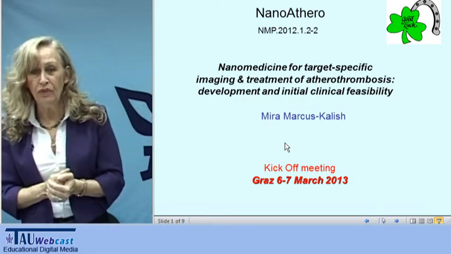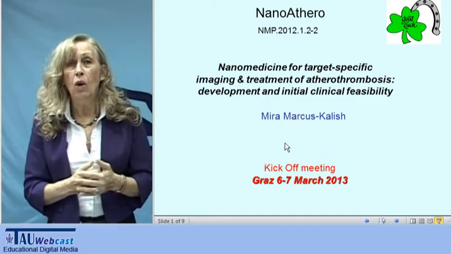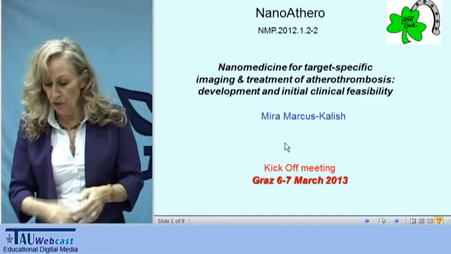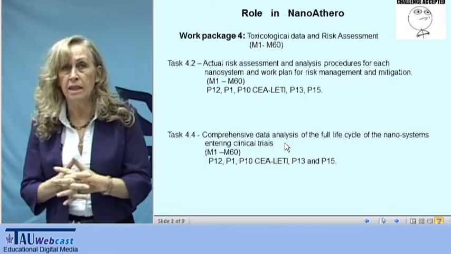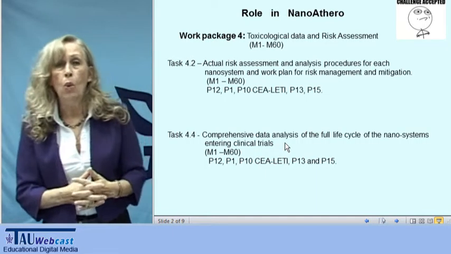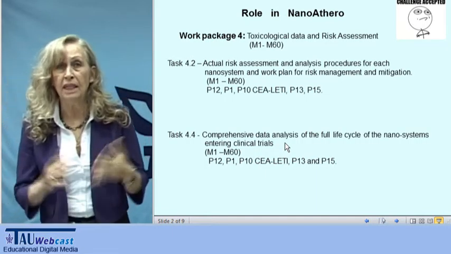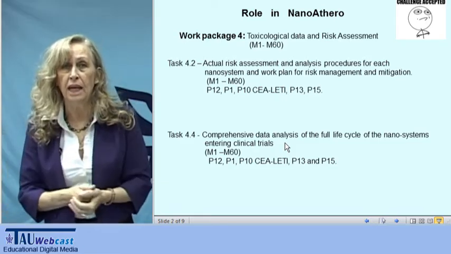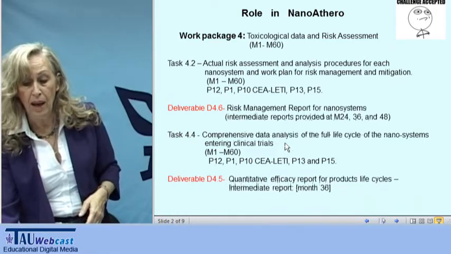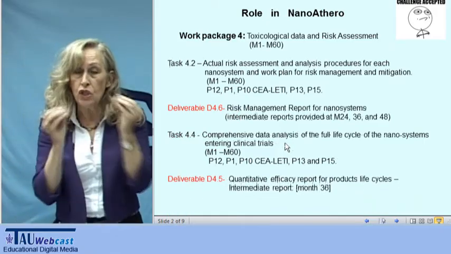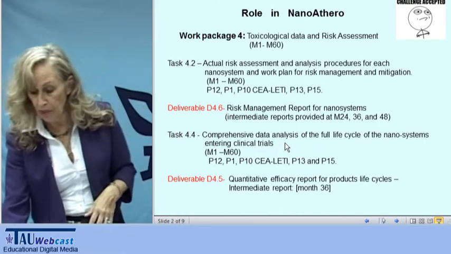So I'm here to give you a very short presentation on our role in Work Package 4. And actually, we have two main tasks in Work Package 4. One is risk assessment and management that Hamutal will present later. And the other one is the data analysis that I will try to give you a short presentation about.